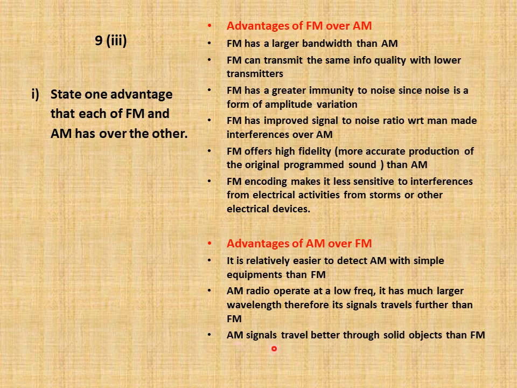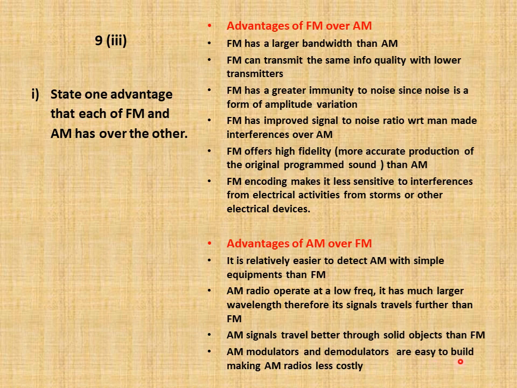Amplitude modulation signals travel better through solid objects and hills than frequency modulation. Lastly, amplitude modulation modulators and demodulators are easy to build, making AM radios less costly.